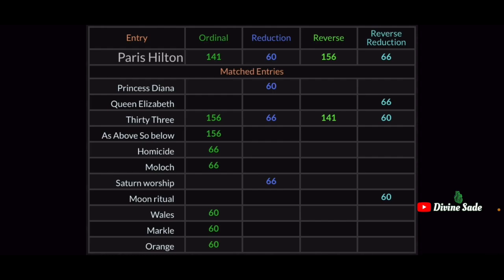Paris Hilton matches to Princess Diana was 60 in the reduction cipher. Queen Elizabeth was 66 in the reverse reduction cipher. 33 in 4 ciphers with 156, 66, 141, and 60. Also matches to As Above, So Below, just like her other character with 156. Matches to Homicide with 66.